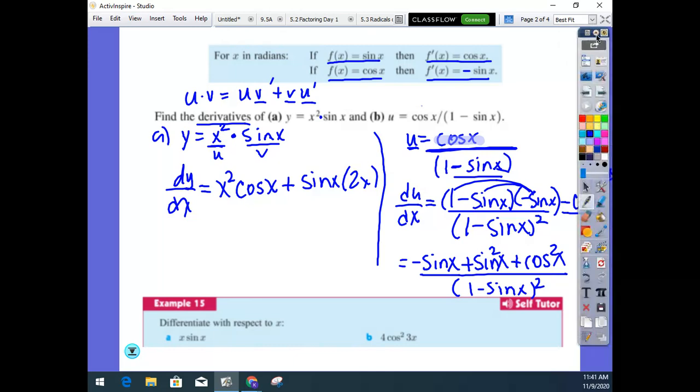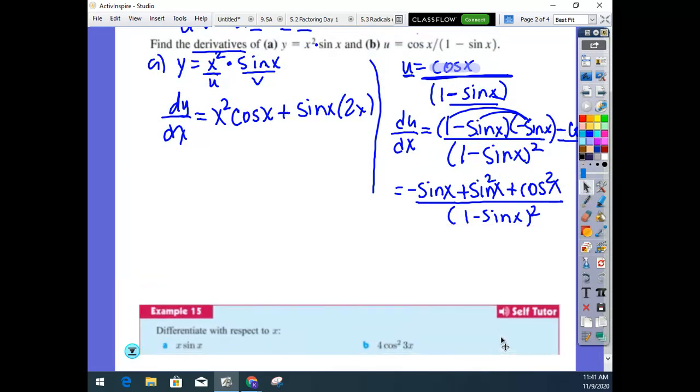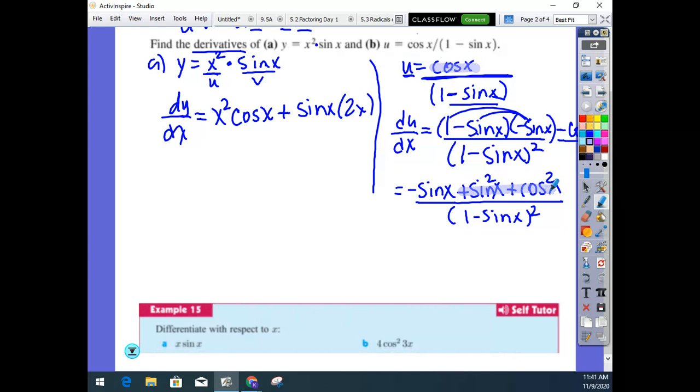All right, now the best thing to do here, sine squared plus cosine squared. You're going to probably want your formula booklet handy. Sine squared plus cosine squared, this always equals 1. I can replace all of this with 1. And I'm just going to put that in the front, so I get 1 minus sine of x over 1 minus sine of x squared.